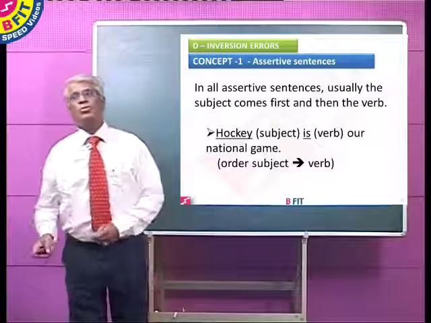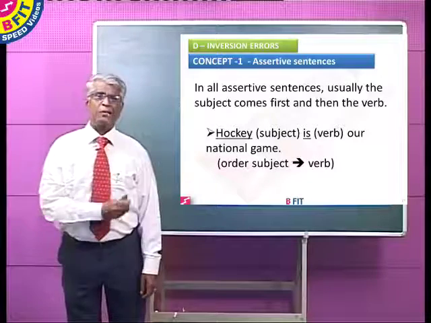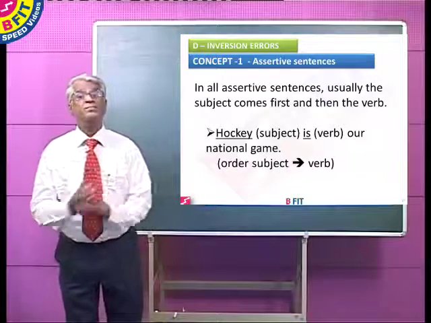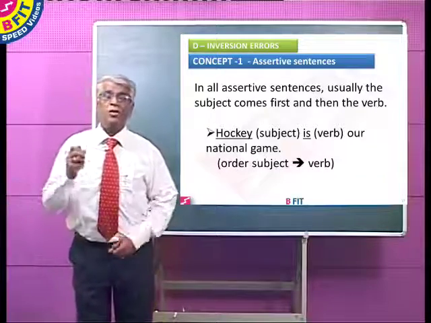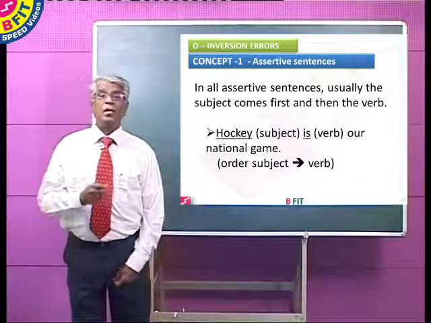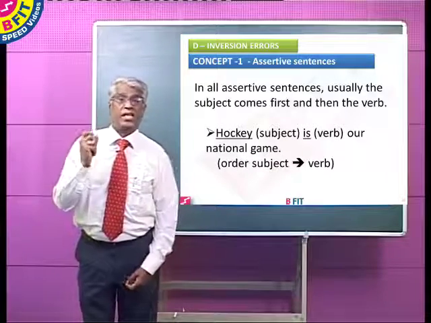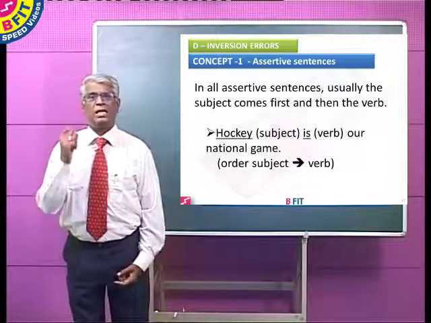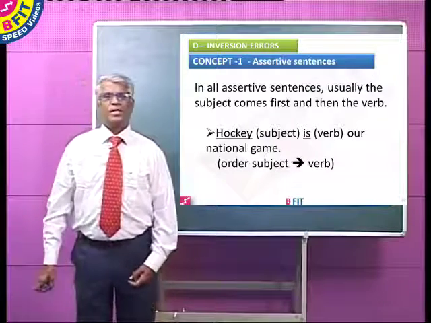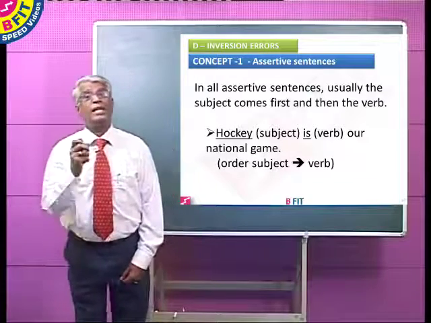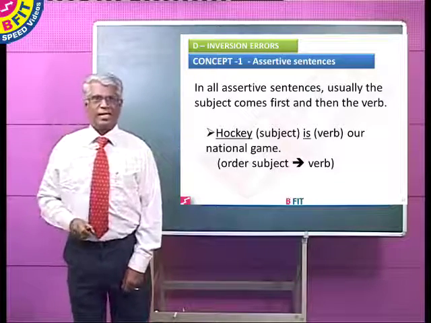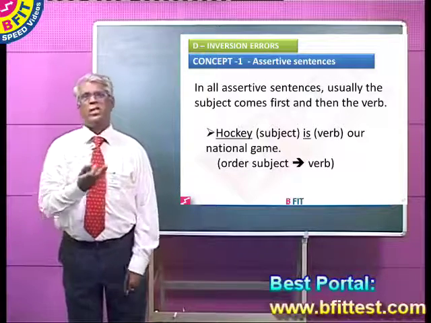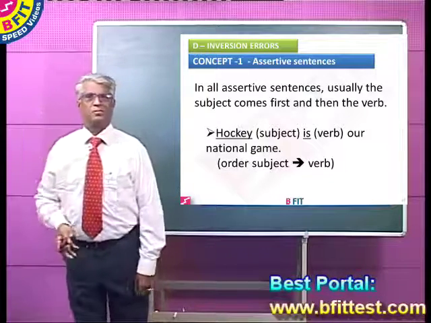Now we move on to the other type of error, the next type of error, namely inversion error. In order to be able to find out what inversion errors are, we should take an example of a simple assertive sentence. Now you may ask, what is an assertive sentence? An assertive sentence is simply a sentence that makes a statement.